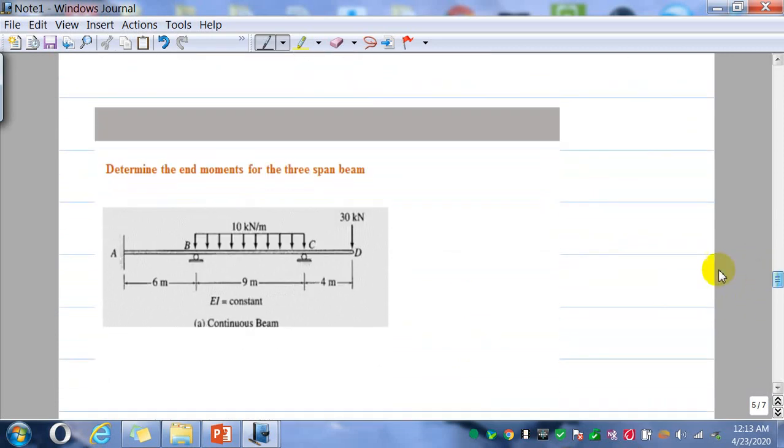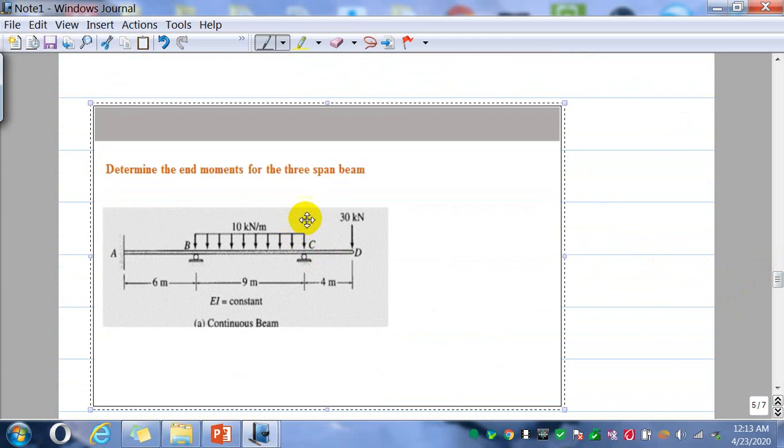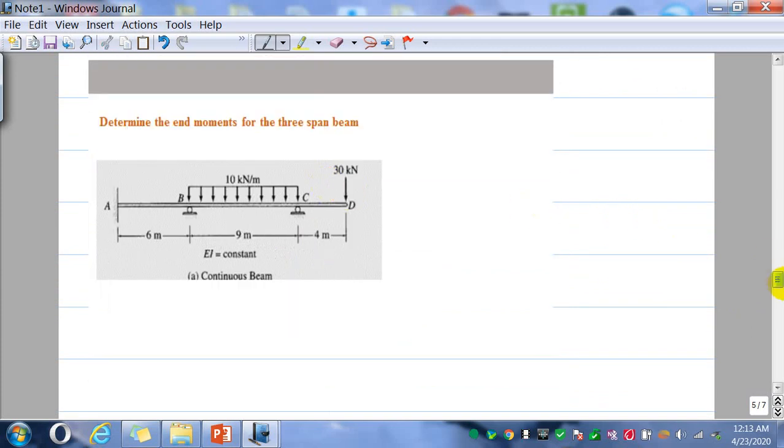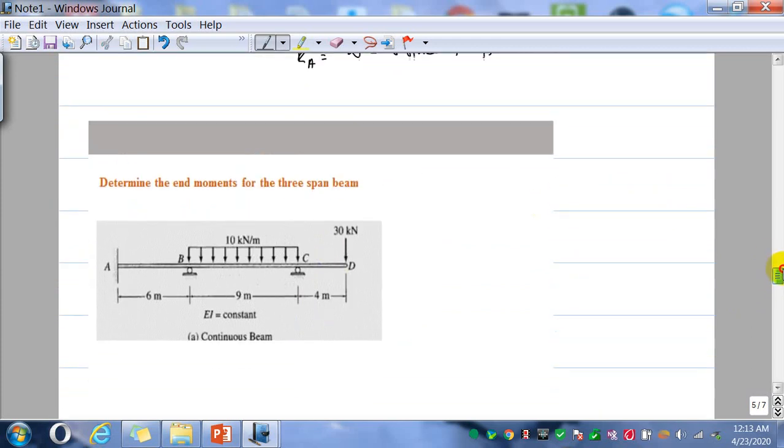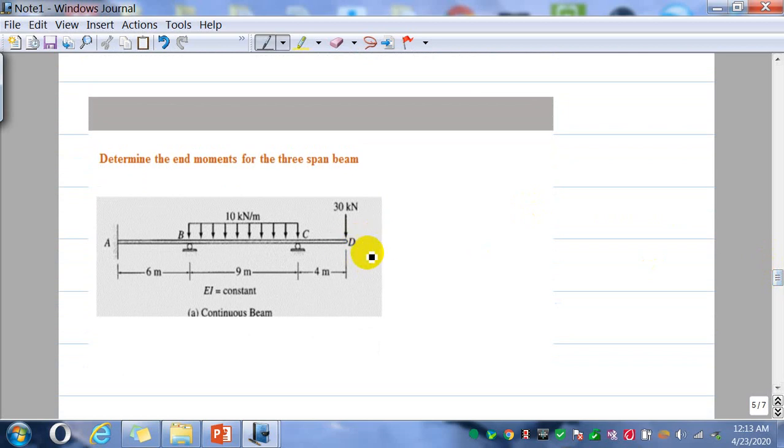So we have a simple problem that we can solve. I think we have solved this using the slope deflection equation as well. The solution to this one I will upload as a separate video.